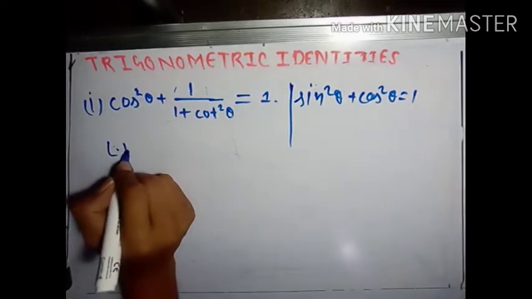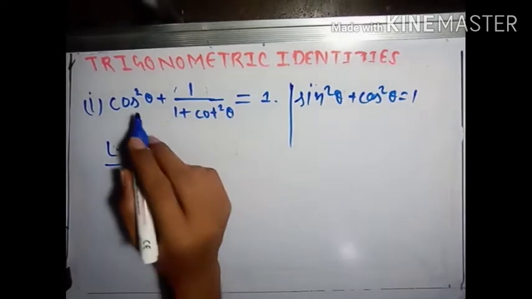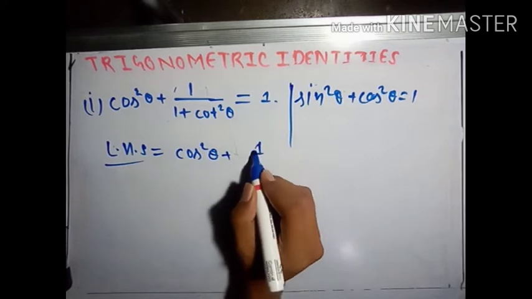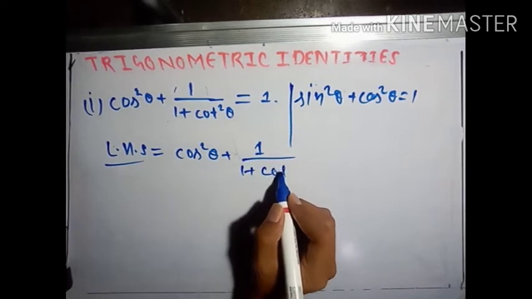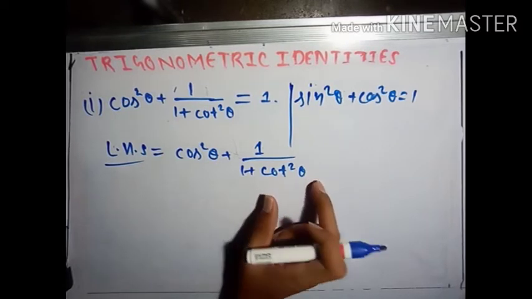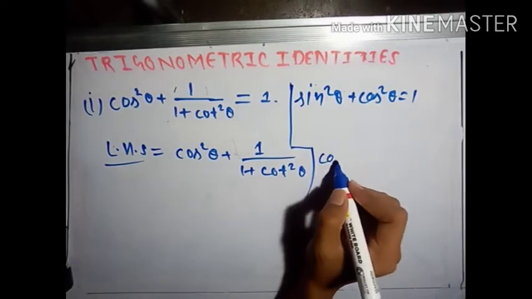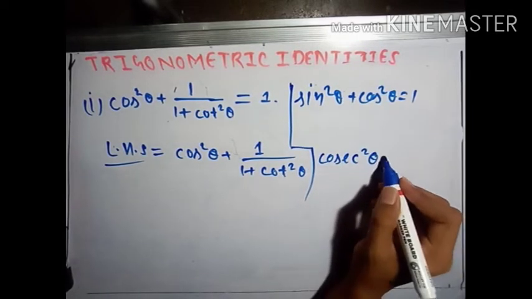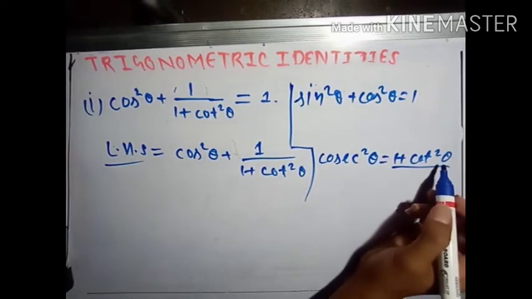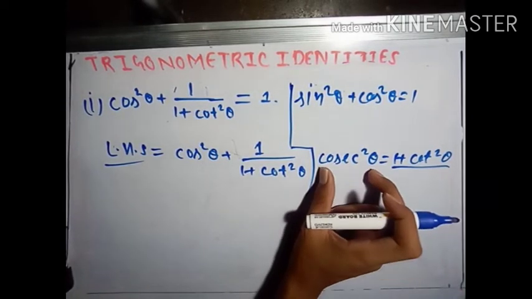Let's take LHS. LHS is equal to cos square theta plus 1 upon 1 plus cot square theta. Now look for the cot square theta. Cot square theta also holds an identity. Let me write that identity. Cosec square theta is equal to 1 plus cot square theta. Look here, 1 plus cot square theta. In the place of 1 plus cot square theta, you can write cosec square theta.